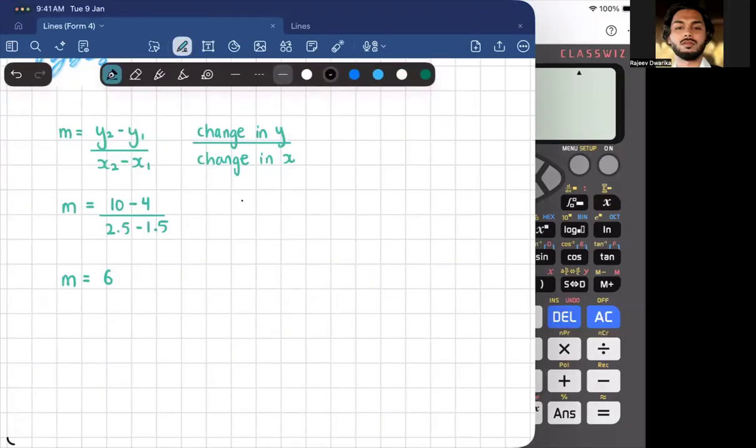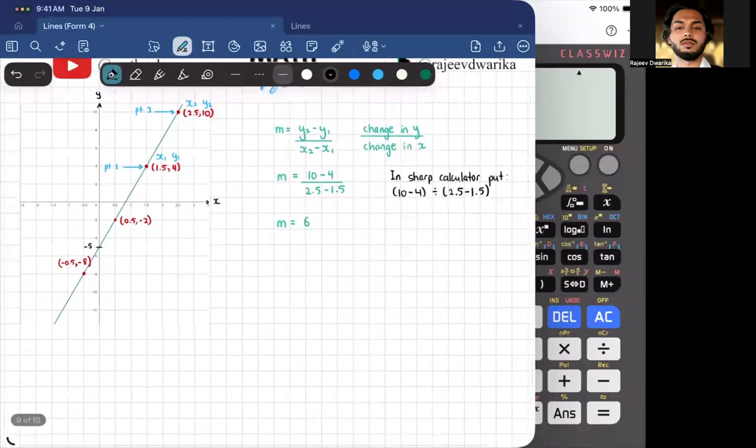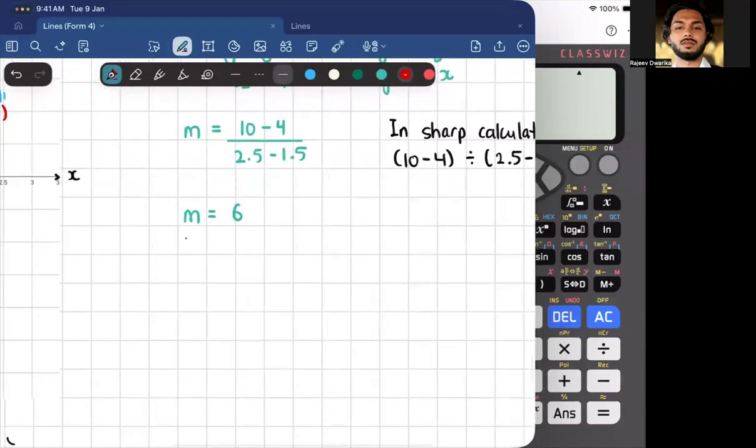Okay. So I need to put this for the Sharp users here. In a Sharp calculator, you don't need to be inclusive. You need to put 10 minus 4 in brackets, divided by 2.5. Imagine you figure out the points, you substitute the values correctly, but you get it wrong because of the calculator. That would be sad. Same gradient.